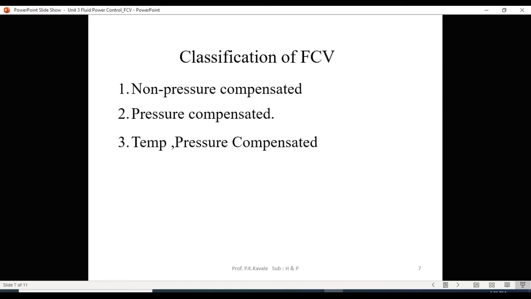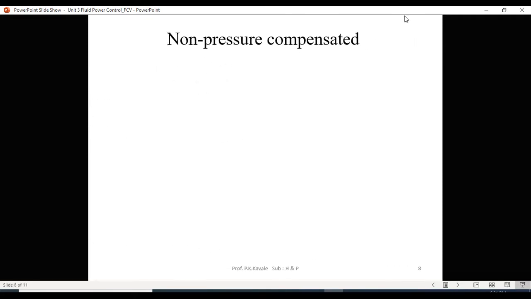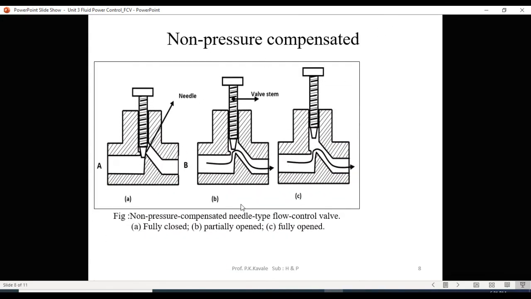For the non-pressure compensated flow control, just observe this figure. This is a pipe. In this pipe there is a hole, and the passage will be controlled by a needle. In the first figure, the needle is controlling the upstream and downstream, meaning it is closing. Now we have opened the needle in such a way that we allow the flow from upstream to downstream, and now it is completely open. So this is restricted flow and this is completely open.